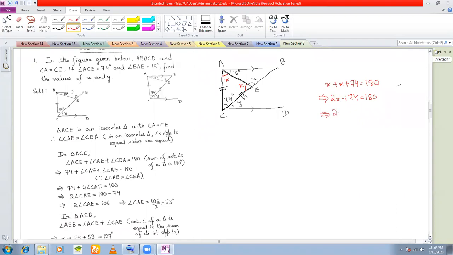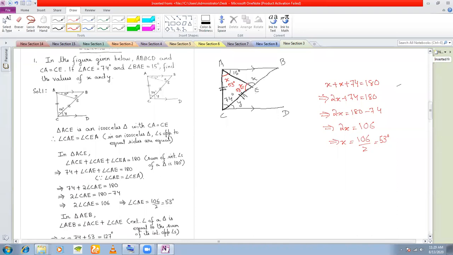That means 2x is equal to 180 minus 74. Okay, that means 2x is equal to 106. That means x is equal to 106 divided by 2, which is 53 degrees. So we have got this angle as 53 degrees, both these angles as 53 degrees.